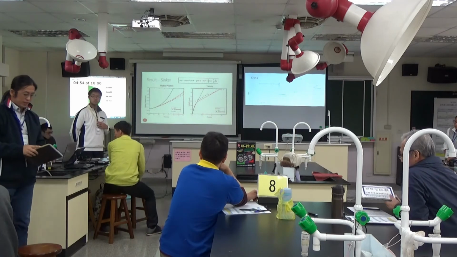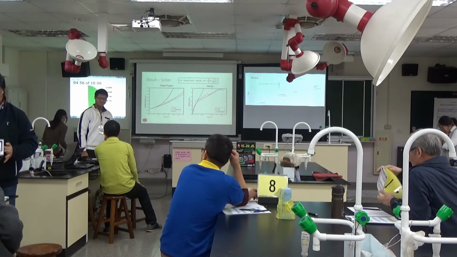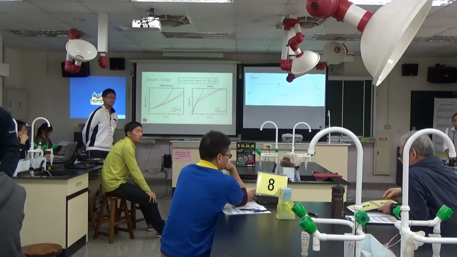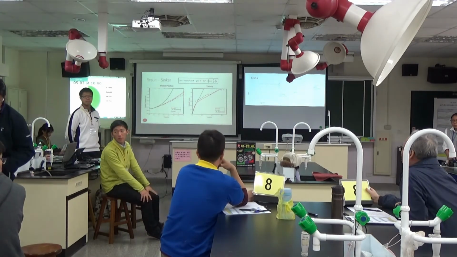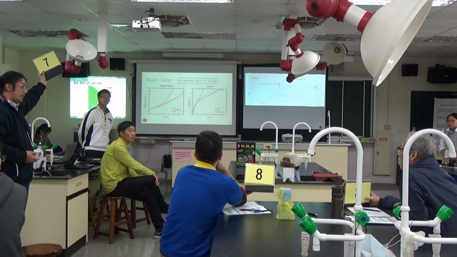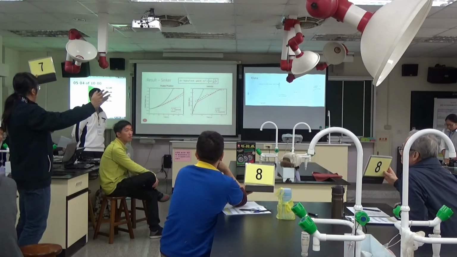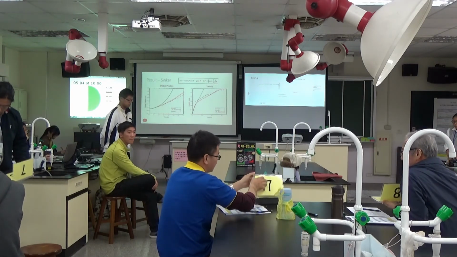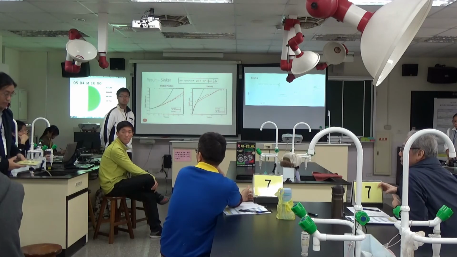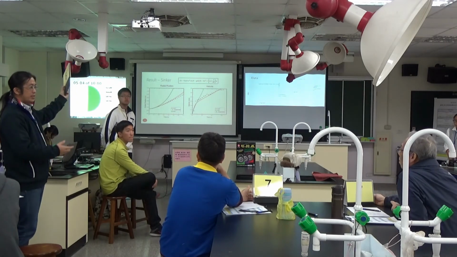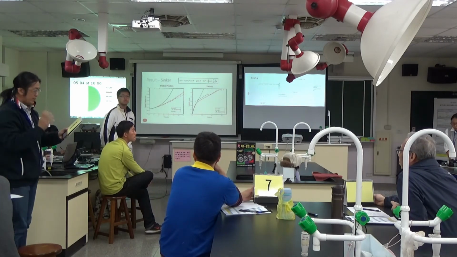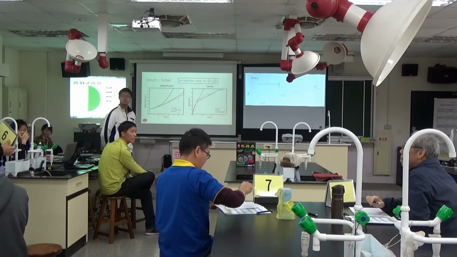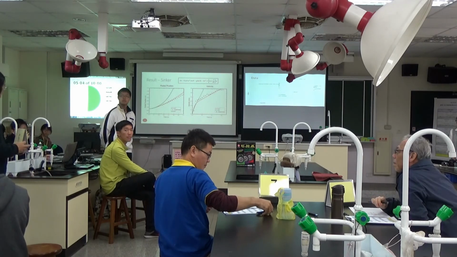Since then, we give the score for the two teams. We start from Team A, Tsinghua University. So the points are 7, 8, and 8. And for Team B, the points are 6, 7, and 7. Okay, thank you. Now I would like to close this session and thank both teams.